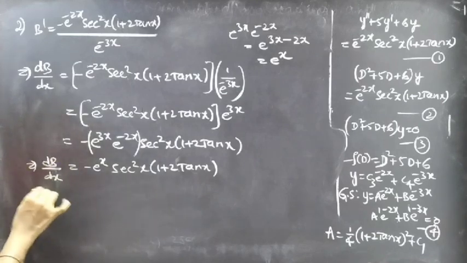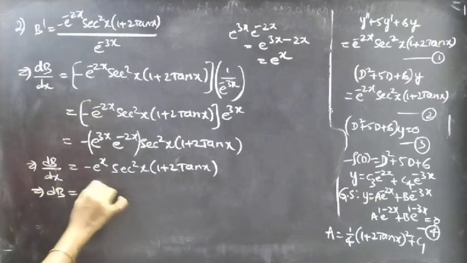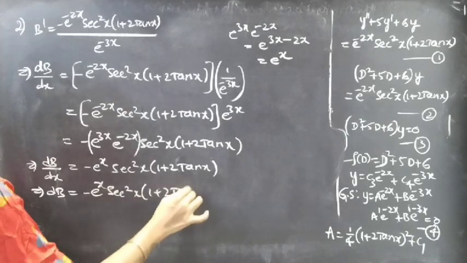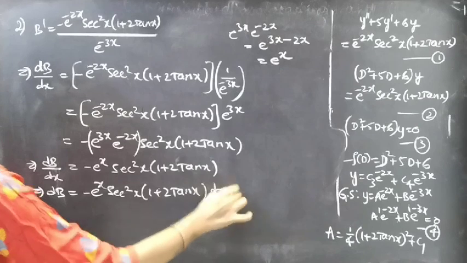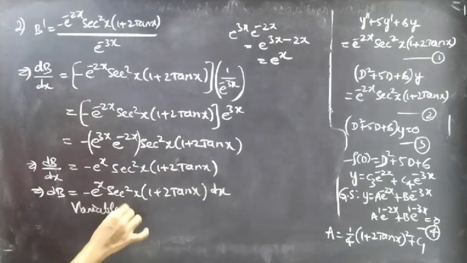Now let's separate the variables by taking the differential dx to the RHS. Then we'll get db equal to minus e power x secant square x of 1 plus 2 tan x into dx, where the variables are separable.